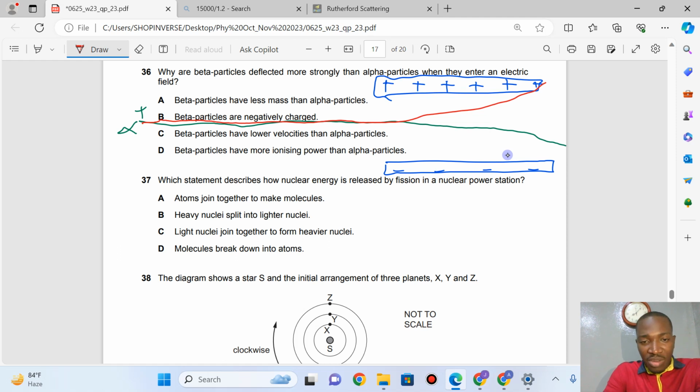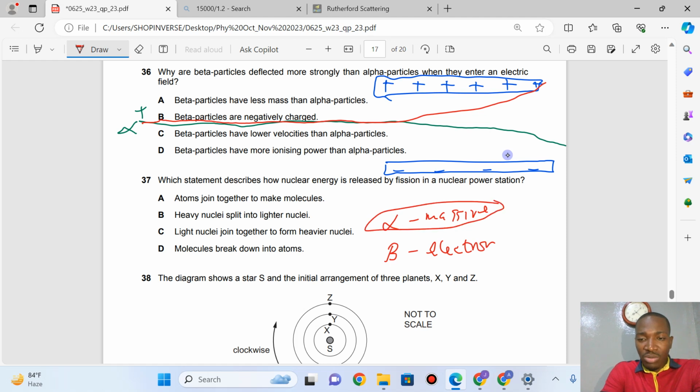Why? Because of the mass. Alpha particles are massive, while beta particles have tiny or negligible mass. The mass of the beta particle, the mass of an electron, is negligible when compared with the mass of an alpha particle. You know, an alpha particle is 2 protons and 2 neutrons. That should be like 4 units.